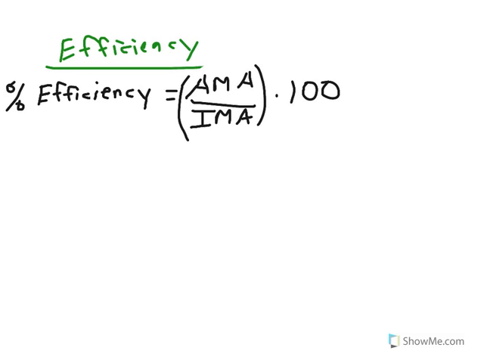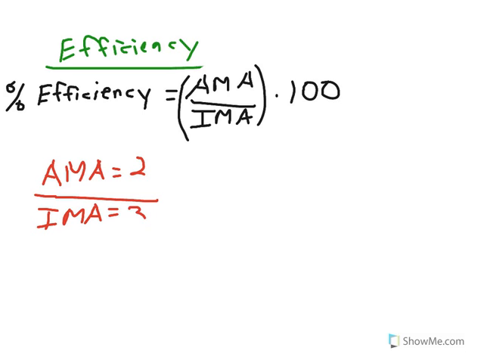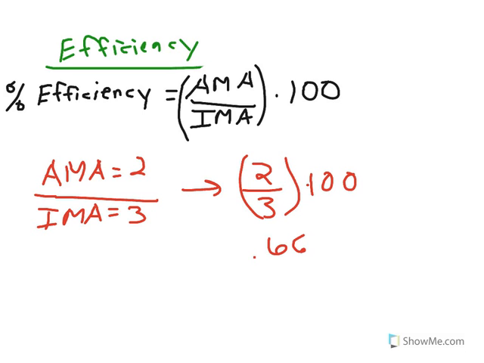So let's say, for instance, if I had an actual mechanical advantage of 2, and then I have my ideal mechanical advantage of 3, if I actually put them into the formula, it's 2/3 times 100. 2/3 is 0.66, and that's going to be repeating. If I multiply that times 100, then it's 66.67% efficient, meaning that I lose about 1/3 to something.